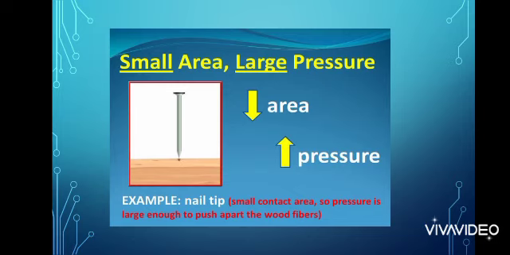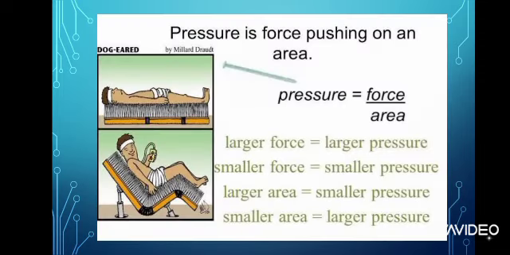The tip of a nail is sharp. That means the area is very small. So the pressure applied will be maximum. So larger force is equal to larger pressure. Smaller force is equal to smaller pressure. Larger area is equal to smaller pressure. Smaller area is equal to larger pressure.